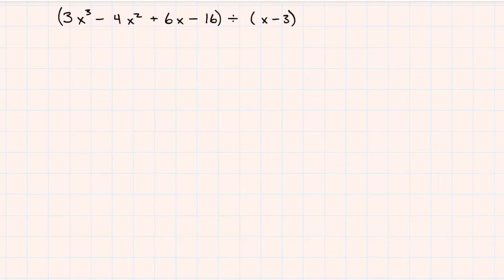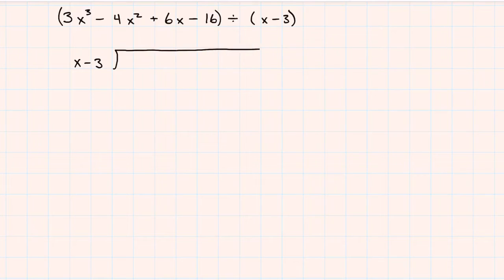All right, we are going to now attempt to do long division with polynomials. So we're going to divide 3x cubed minus 4x squared plus 6x minus 16 by x minus 3. The process is going to be the exact same. I'm going to set everything up the same. It's the same idea. You multiply, put it below, subtract going down, bring the next term down. It's always the same. It just looks a little bit different.